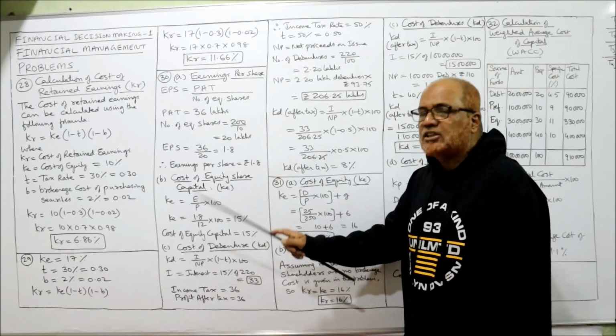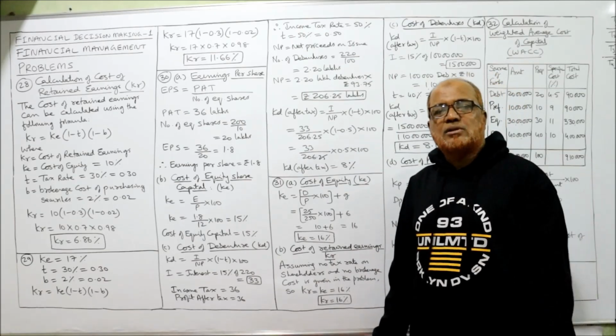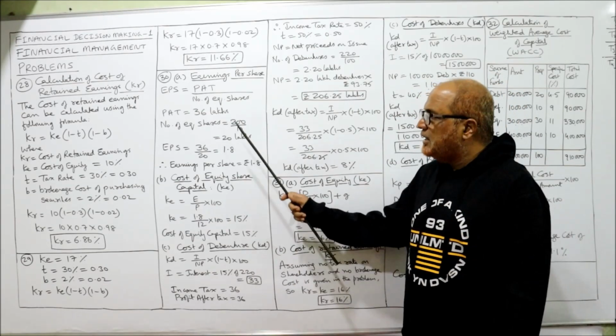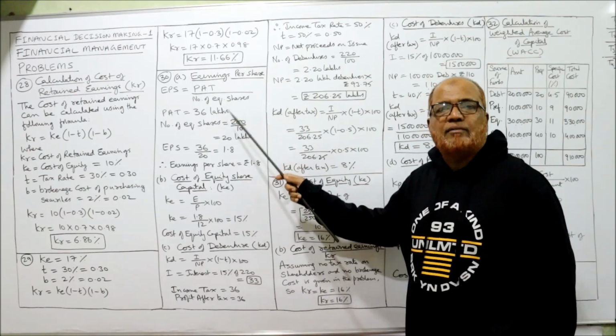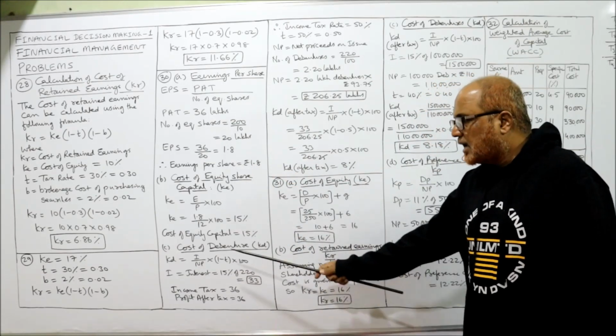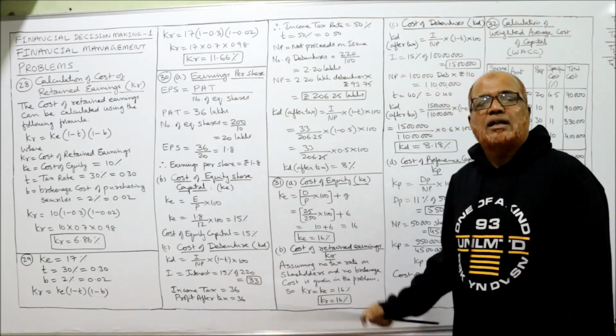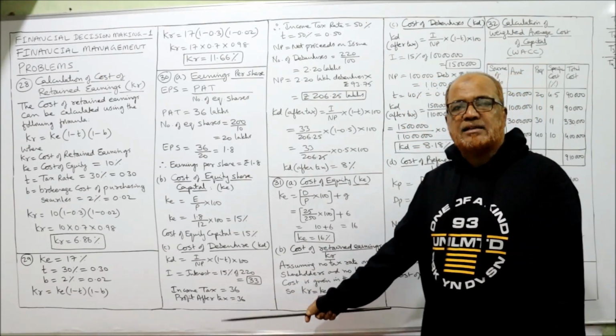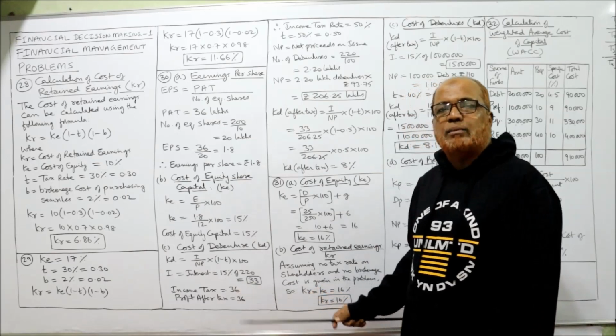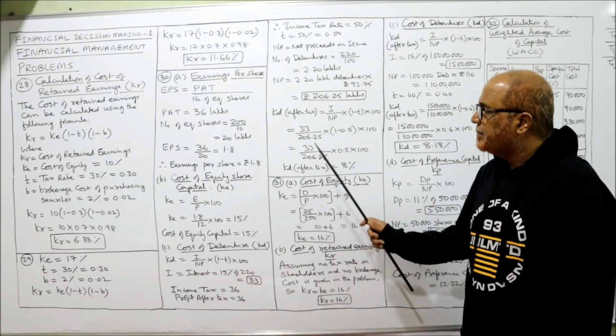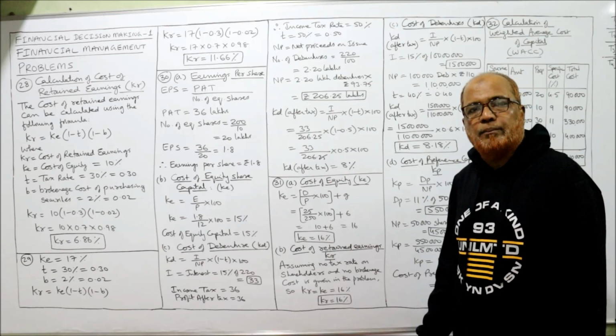So in this 30th problem, 3 items are to be calculated. The first is EPS, the formula PAT divided by number of shares. Secondly, KE, cost of equity, that is E by P into 100. Thirdly, KD after tax, I divided by NP into 1 minus T into 100. This is the end of the 30th problem.